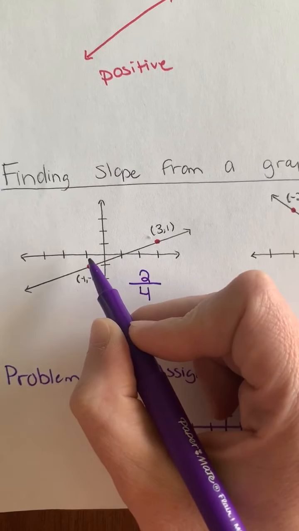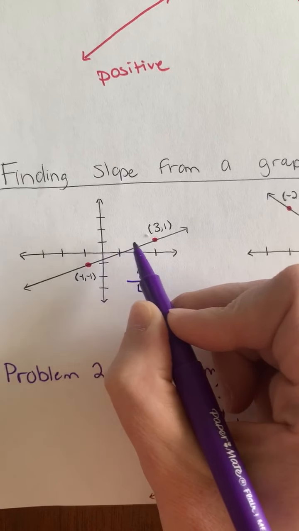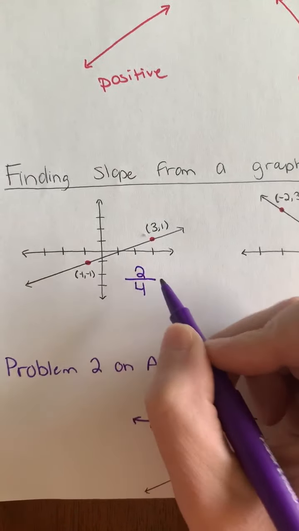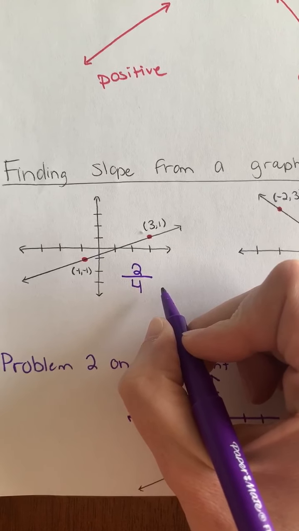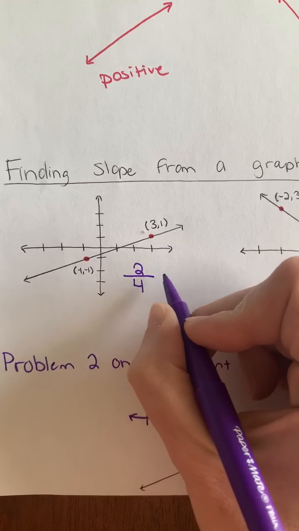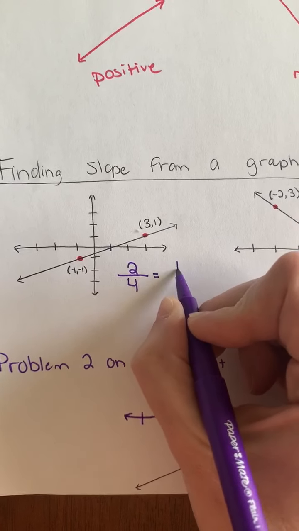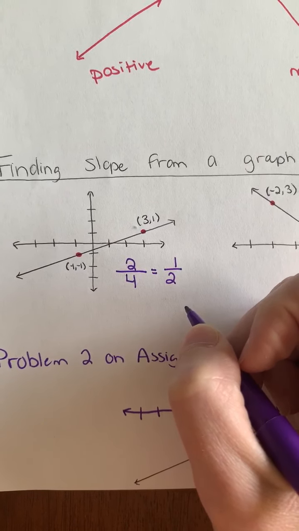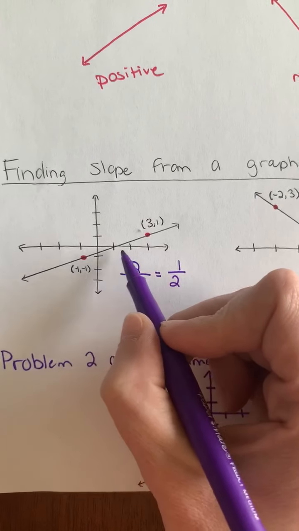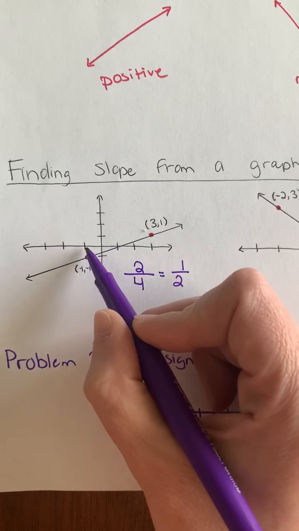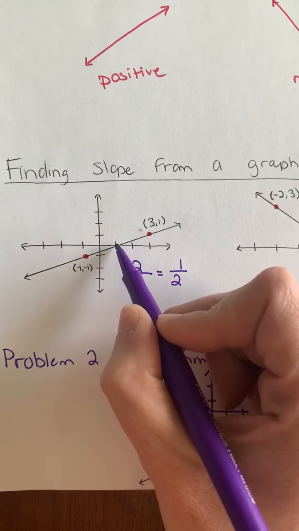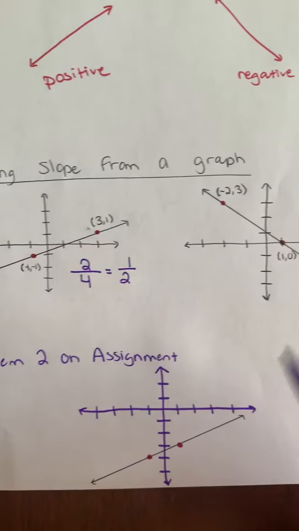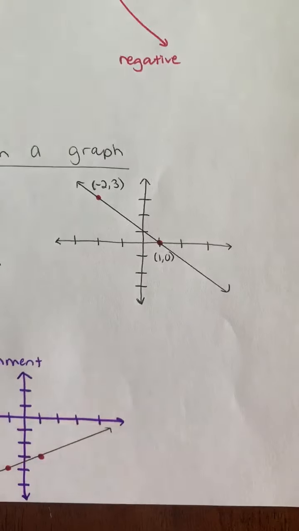Okay, so I went up 2 and over 4 to get from point to point. Now, the only thing I need to look at right here, 2 over 4, I need to always simplify my slope. And so 2 over 4 is going to change to 1/2. And if I know there's not a point on this line, but if I started here and I went up 1 over 2, you can see that that would continue to hit on that line.